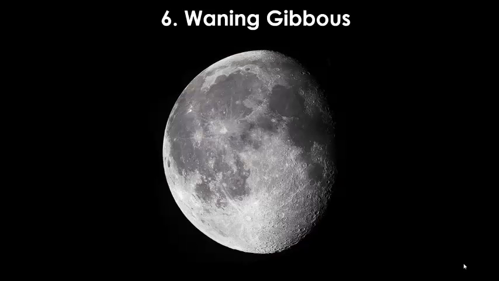At this point, the moon begins returning closer to the sun. Contrary to what you may think, it will now begin losing light. When the moon loses light, we call this waning. Because it is more than half full, and it is losing light, we call this stage the waning gibbous.